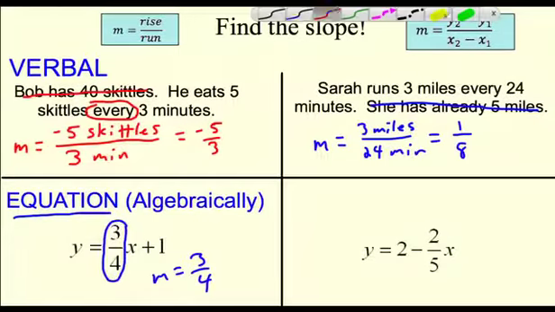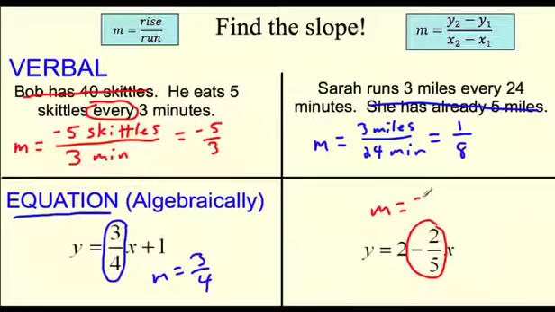So be careful. What's the number in front of x? Yeah, it's 2/5, but also take the sign. He's losing 2 every 5, so it's actually negative 2/5. So the slope of this one's negative 2/5. Number in front of x, he's losing $2 every 5 days or something. So that is the verbal and algebraic.